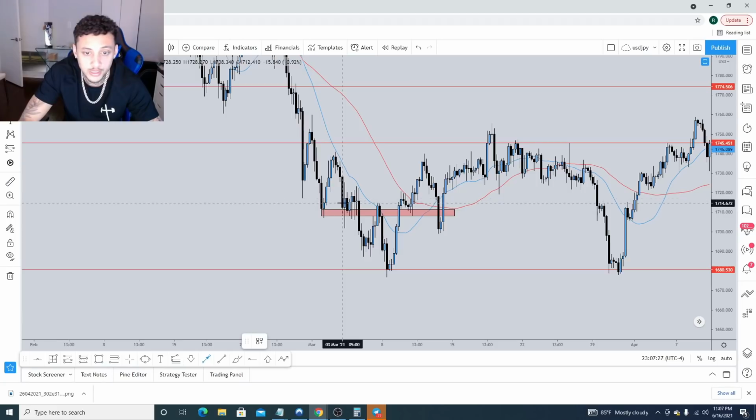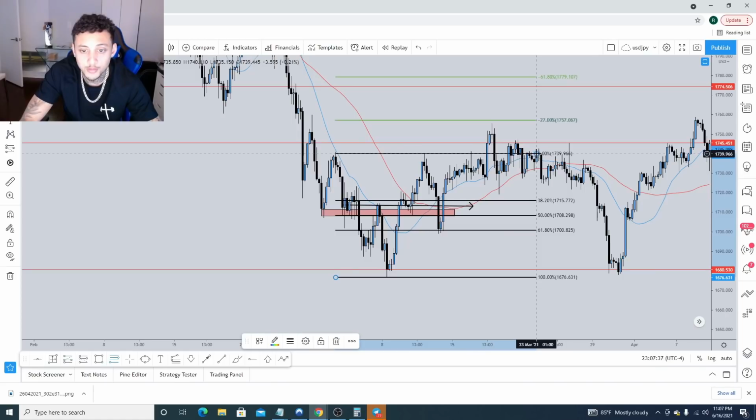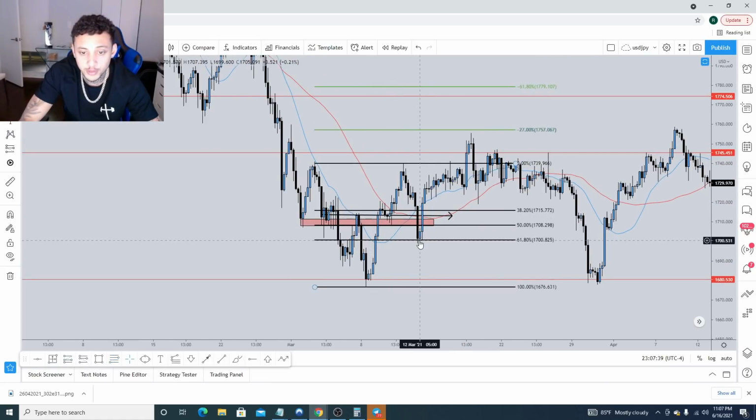Notice the break and the retest and then the move up, right? And then all you have to do now in this situation is flip your fib. Point A, point B. Notice how price pulled back to the 618 and then made new highs.